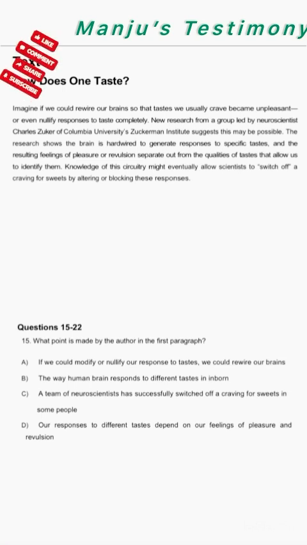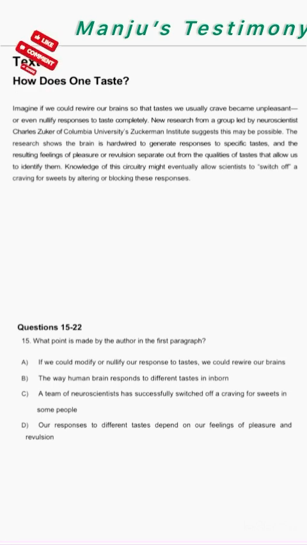The next is option B. The way human brain responds to different taste is inborn. Inborn means innate, from birth, by birth. So this option B says that the way human brain responds to different taste is inborn. So the way human brains respond to different taste is not a new thing. This is already designed. It's already designed to respond to taste.